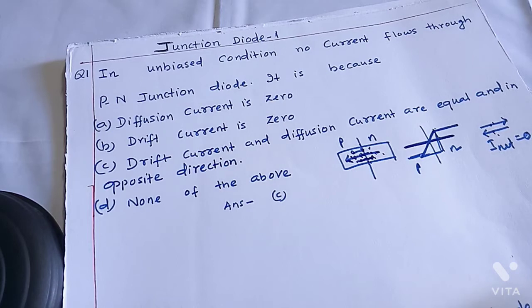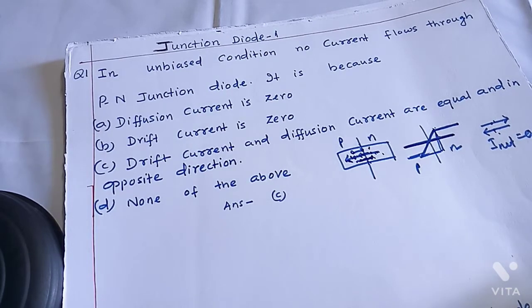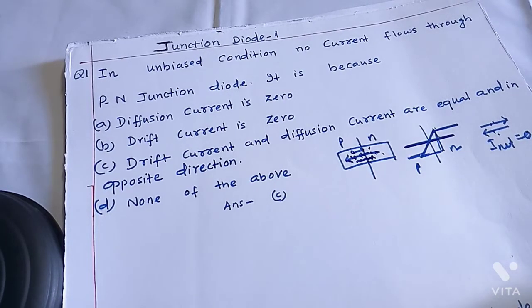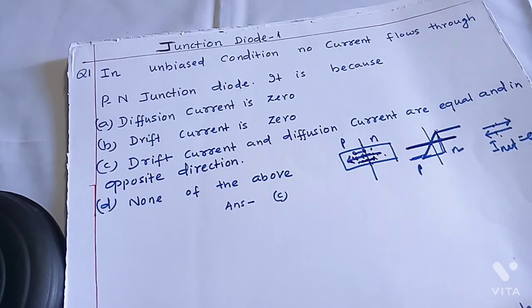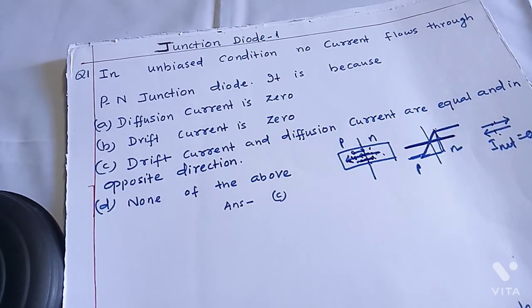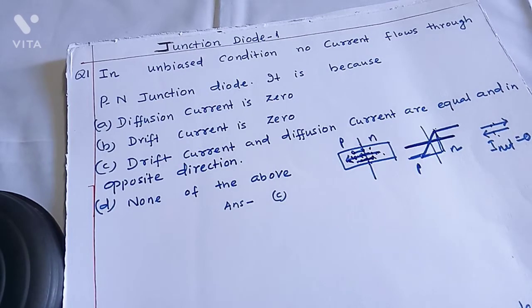I shall discuss some important questions on junction diode which are definitely helpful for the NEET aspirants. First question: in unbiased condition, no current flows through a PN junction diode. It is because diffusion current is 0, drift current is 0, or drift current and diffusion current are equal and in opposite direction, or none of the above. The answer is drift current and diffusion current are equal and in opposite direction.